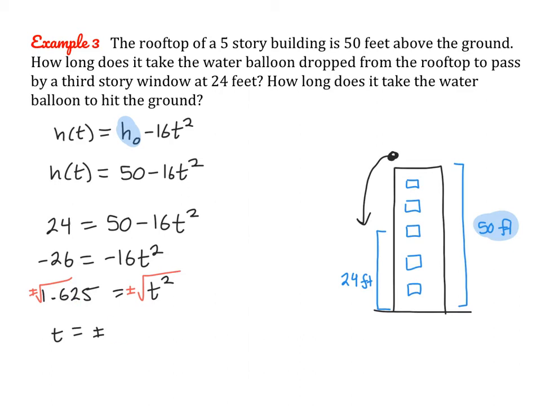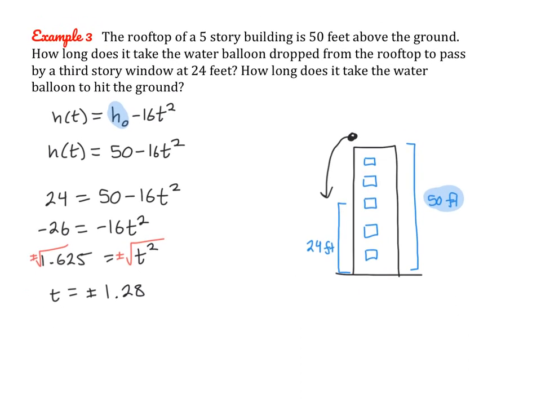And if we round to the nearest hundredths, we get 1.28. But again, it doesn't make sense to have a negative t value because t represents time that has gone by. So we'll just take the positive and we'll say 1.28 seconds. So that's how long it takes for the height to reach 24, which is the 3rd-story window.